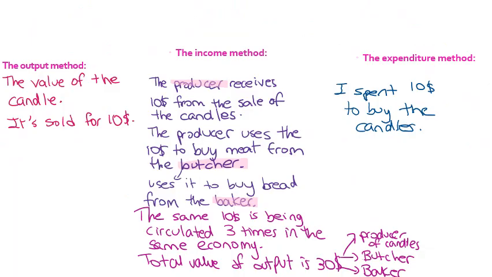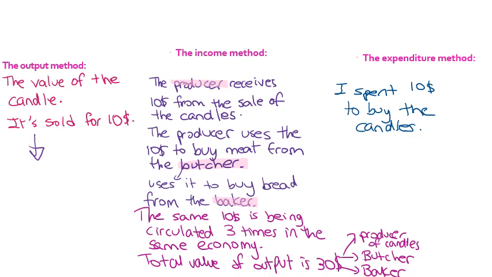Let's talk about the output method. What is the output method? This involves adding up the value of the output produced each period by every firm in every industry in an economy. However, only final outputs should be counted, otherwise double counting of the value of some outputs can occur. So what do I mean by the final product or the final output?